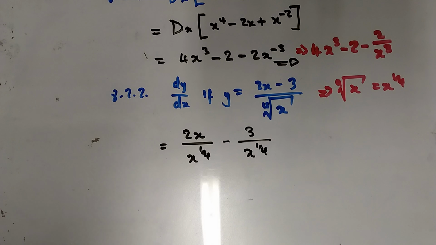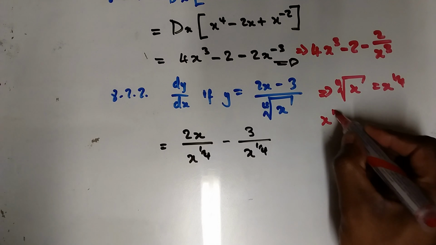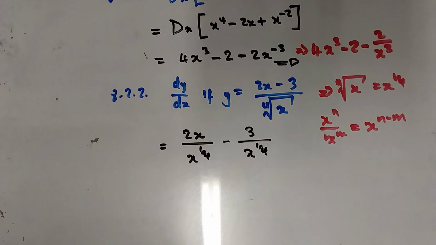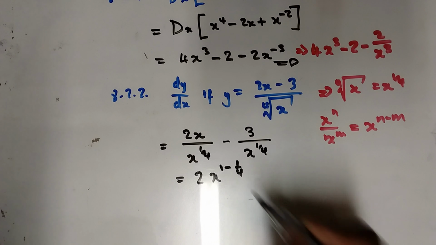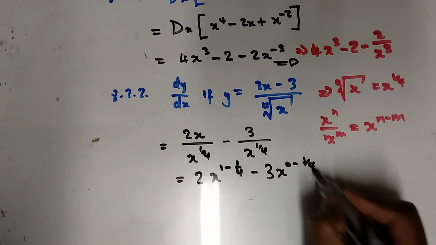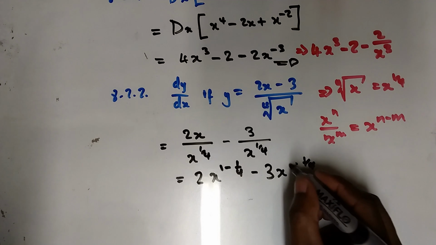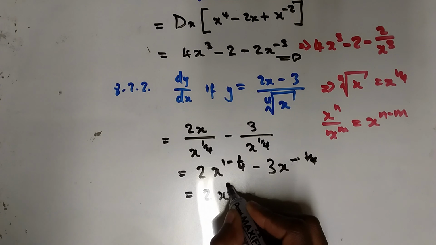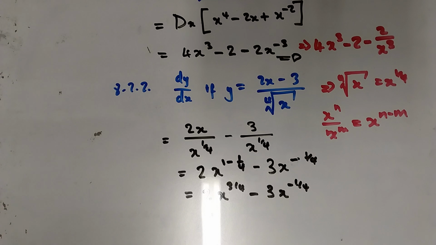According to exponents, when dividing powers of the same base, x to the n divided by x to the m, we should always subtract the exponents. So here I'm going to have 2x to the 1 minus 1/4, minus 3 times x to the 0 minus 1/4. We do not write that, so we're just going to write this as negative 1/4. So this becomes 2x to the 3/4 minus 3x to the negative 1/4.